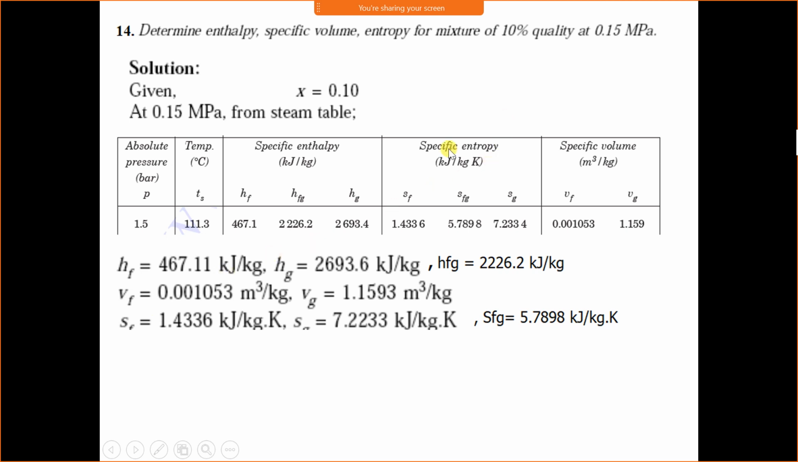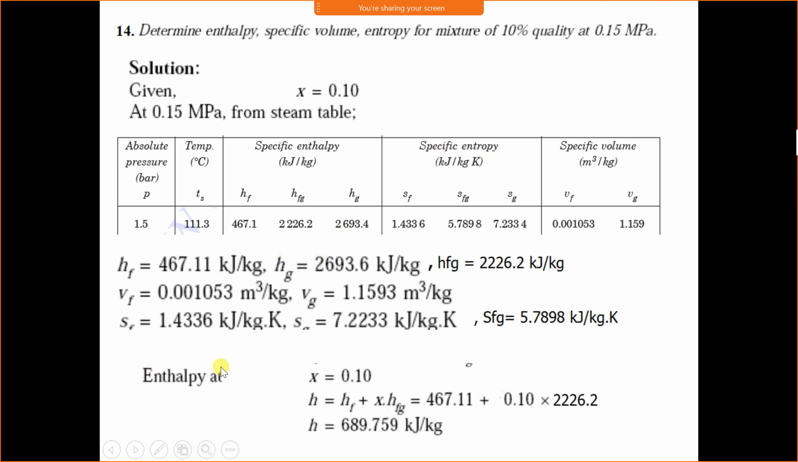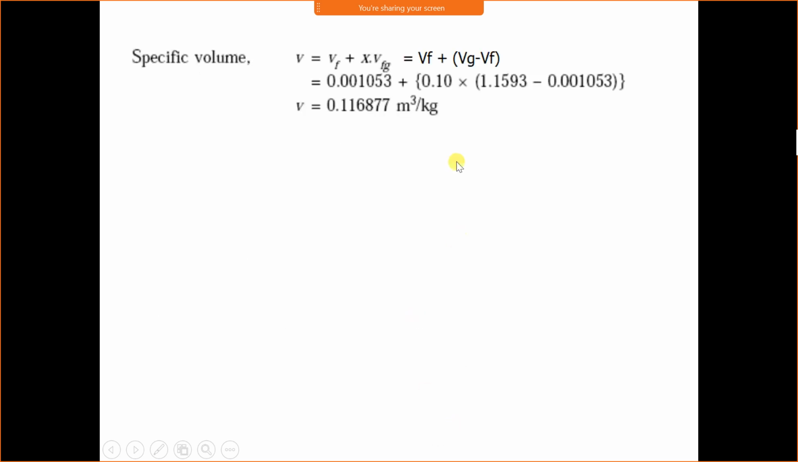Now, since this is a wet steam and we have to use the formula for wet steam, the enthalpy formula for wet steam is hf plus x hfg. The value of x is known to you. hf is 467.1 plus 0.1 into 2262.2, and it is coming out to be 689.759 kilojoule per kg.